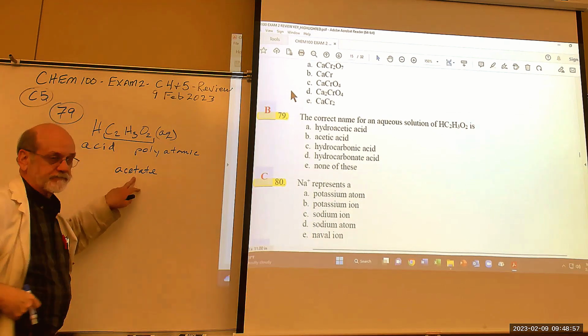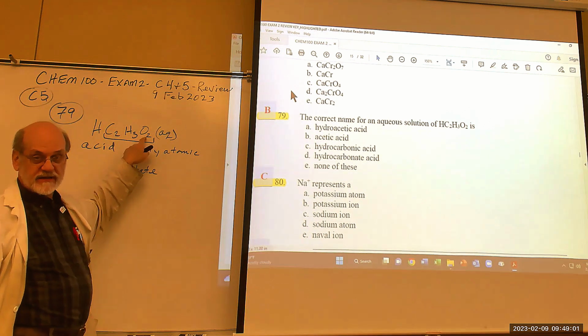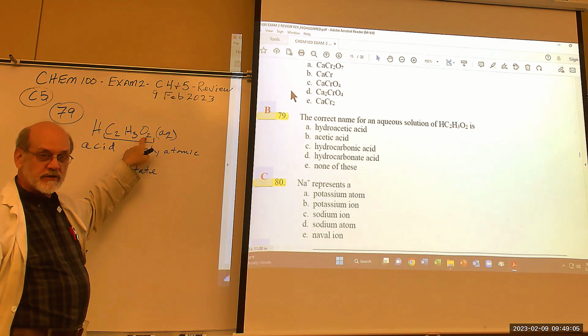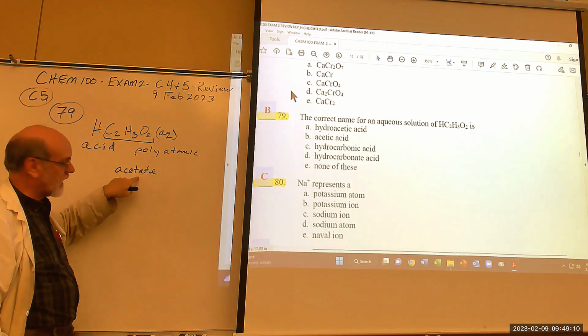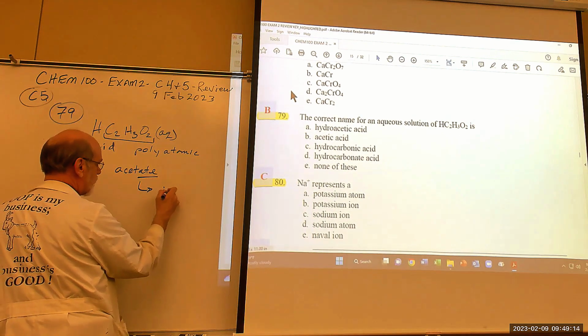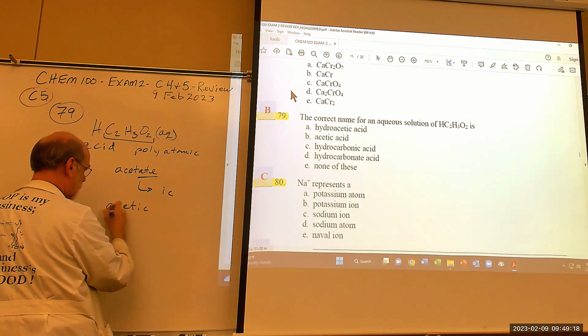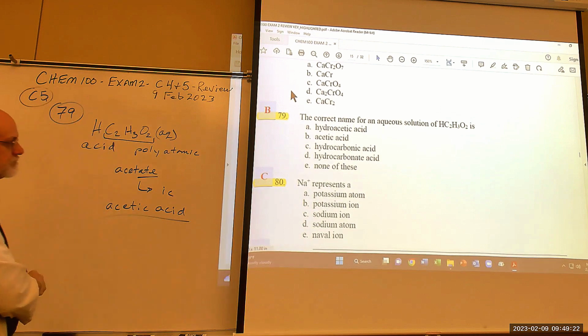Now that you know that it's an acetate and it has oxygen in it, how do you name the acid? If there's oxygen, you do not start with hydro. You simply go to the polyatomic and ate becomes ic. So this is acetic acid. That's it.